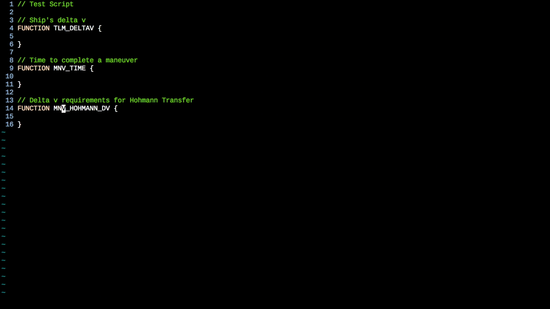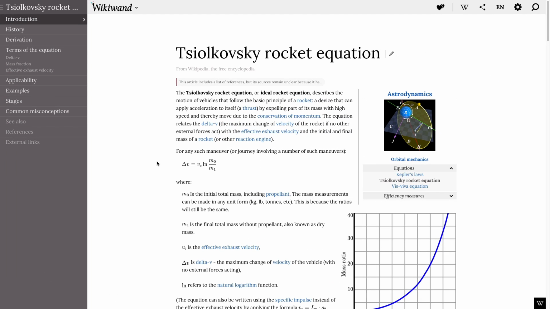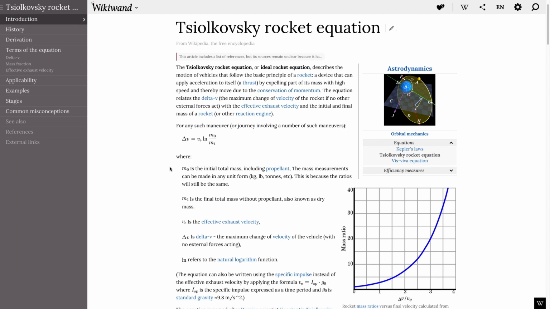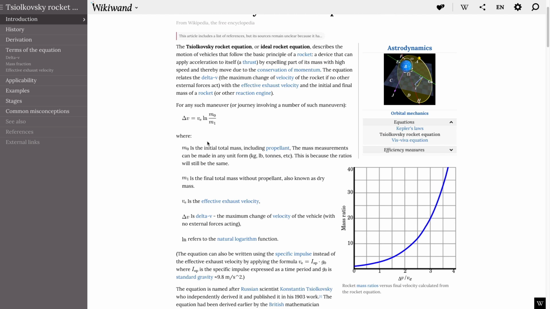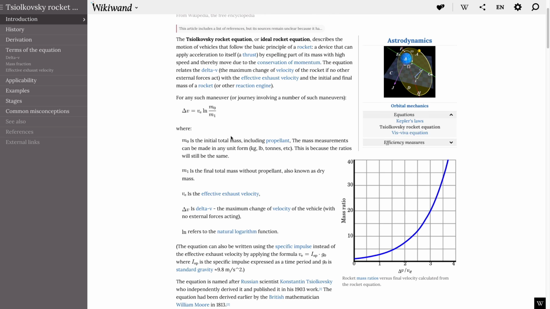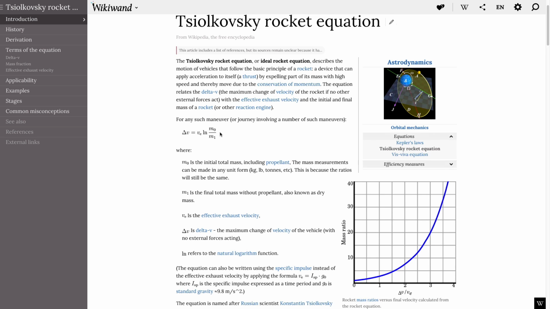So thankfully, all of this stuff already kind of exists. This is orbital mechanics math that already exists. All that we have to worry about is translating it into KOS code. So let's jump over to Wikipedia, the source of all accurate information, and take a look at the rocket equation. So this is the rocket equation, or the Tsiolkovsky rocket equation, for calculating delta V for the rockets and the maneuvers. And now that I've offended all of the Russian viewers of this video series, we can move on.